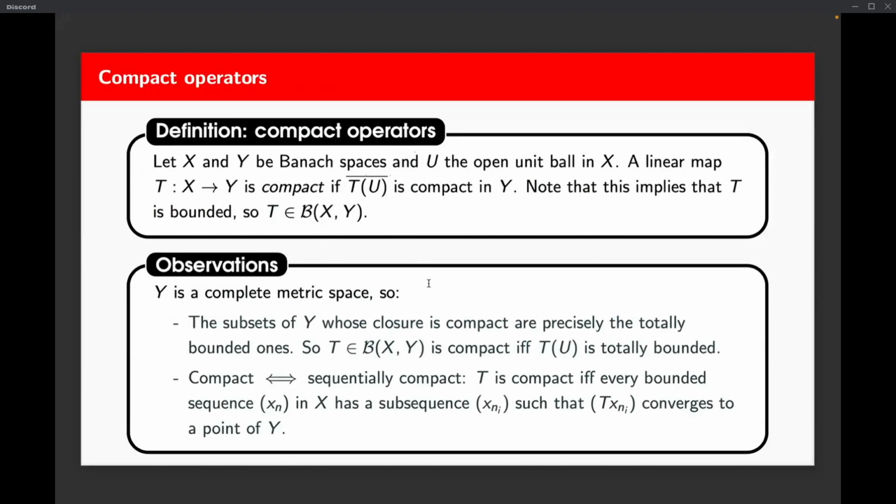Moreover, Y is complete, and it's a metric space, so we have a couple of characterizations that are useful throughout the whole rest of the chapter.